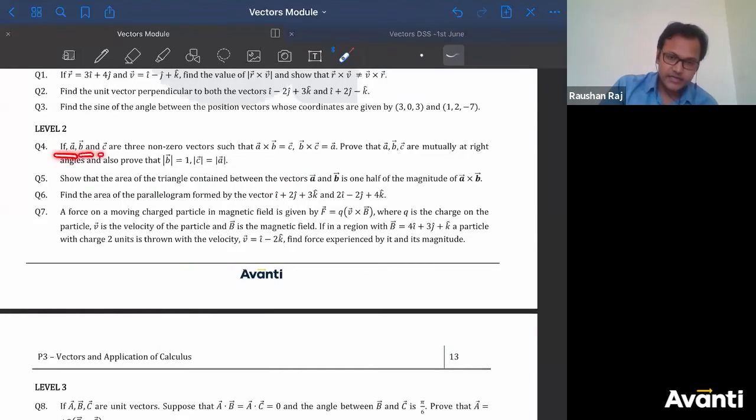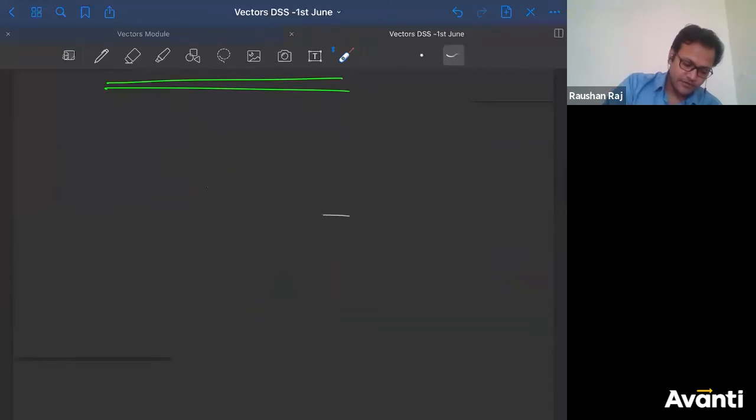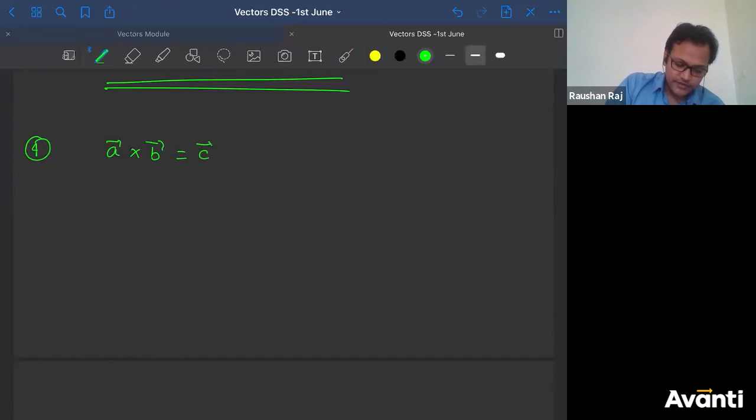If A, B, and C are three non-zero vectors. What is the meaning of non-zero vectors? The meaning of non-zero vectors is that their magnitude is not zero. Okay? And they are such that A cross B is C. Just write that A cross B is C. Question number 4. A cross B is equal to C vector. What does that mean? Can I get a conclusion that C vector is perpendicular to A and B?